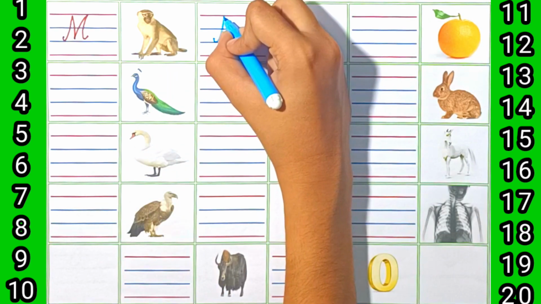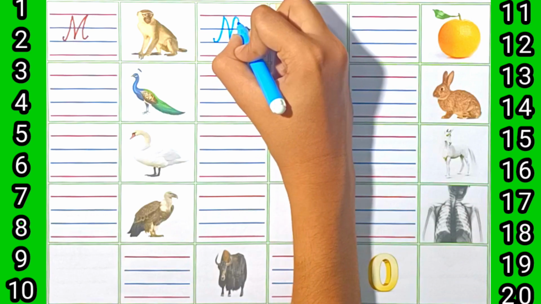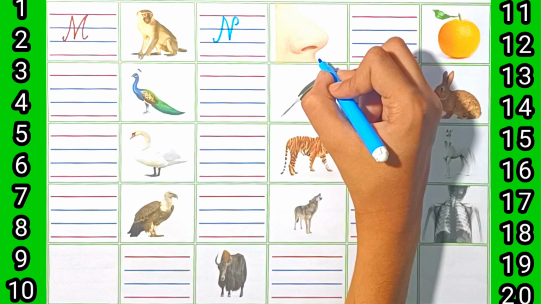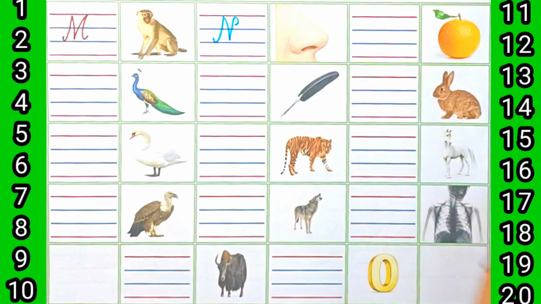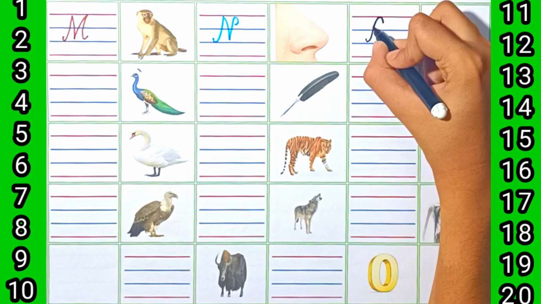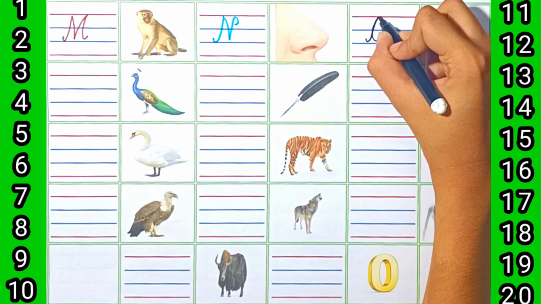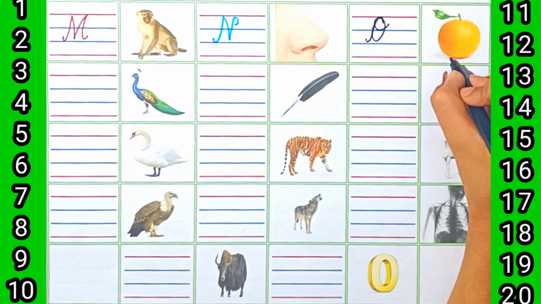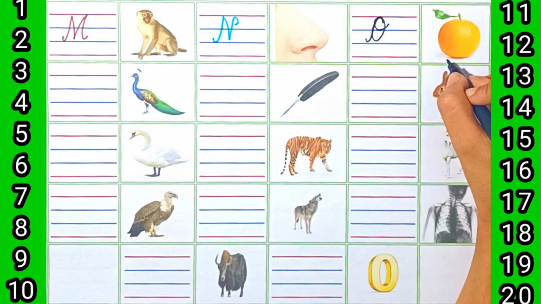N. N for nose. N-O-S-E nose. O. O for orange. O-R-A-N-G-E orange.